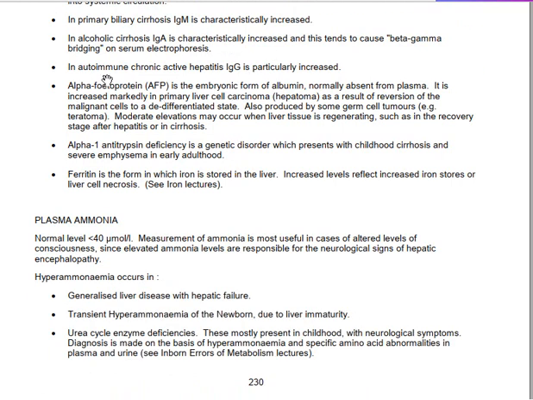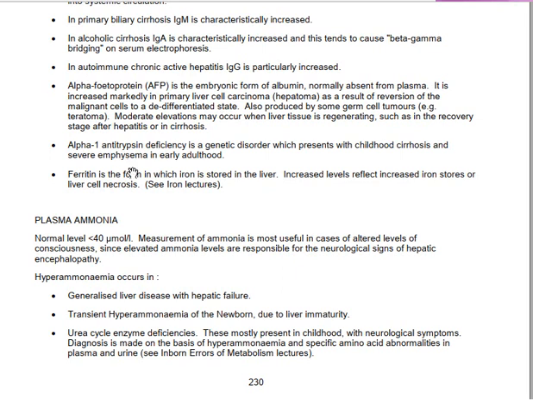Now alpha fetoprotein is an embryonic form of albumin. Is it clear? So the albumin in the child is more of alpha fetoproteins. Normally it is absent in the plasma, and it is increased markedly in primary liver cell carcinoma, hepatocellular carcinoma or hepatoma. Is it clear? That's when you most likely see alpha fetoproteins.